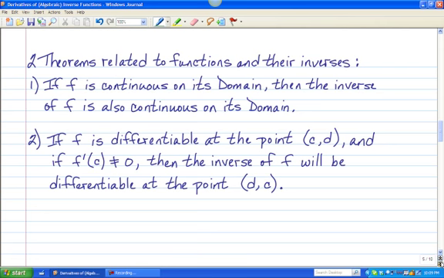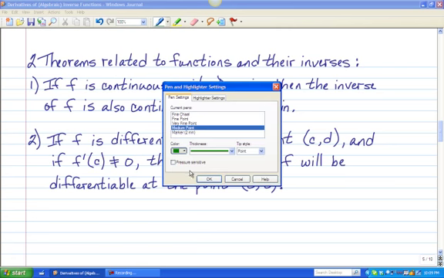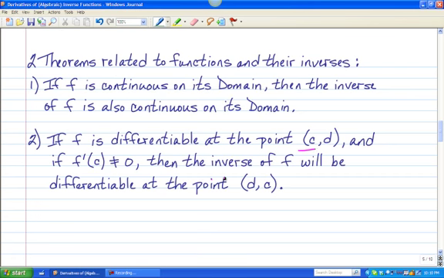Secondly, if a function f is differentiable at the point (c, d), and if the derivative of f at c does not equal 0, then the inverse of f will be differentiable at the point (d, c). Now you have to remember that if you have a point on an original function that is the ordered pair (c, d), once you find the inverse, the point on the inverse will be the point (d, c). That's why they flip-flop.